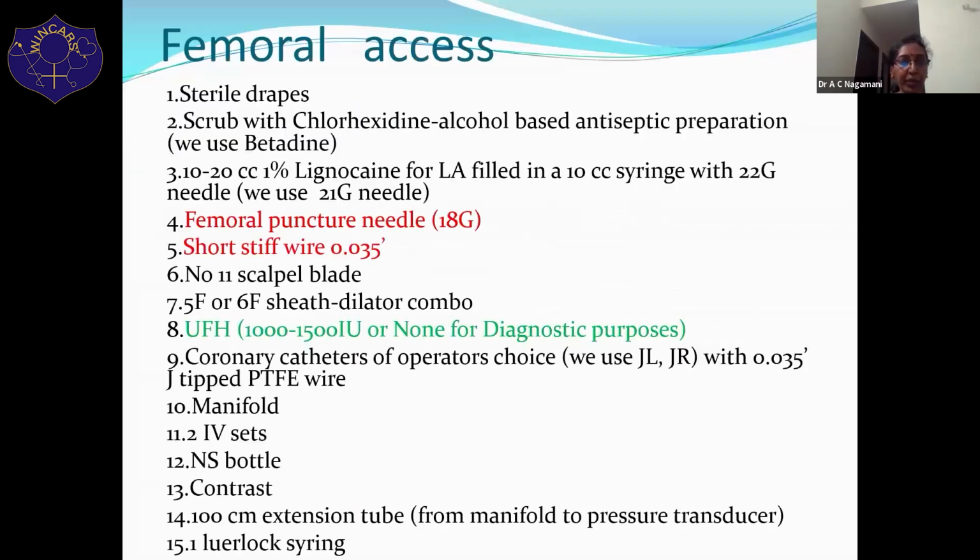of a deep hematoma. The femoral access, one of our postgraduates, when he presented, listed the 15 steps. I would like to highlight two things: the femoral puncture needle, an 18 gauge needle, and the short stiff wire, which is 0.035. Unfractionated heparin is commonly used. If you are using a heparinized saline, it may not be required at all, or you can use up to 1,000 to 1,500 international units.